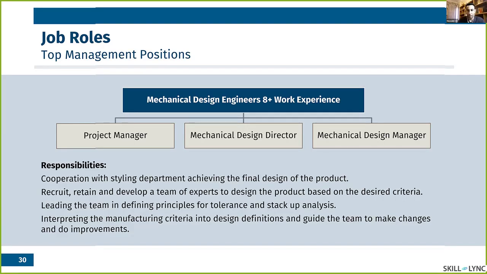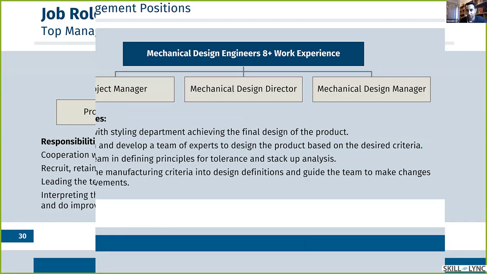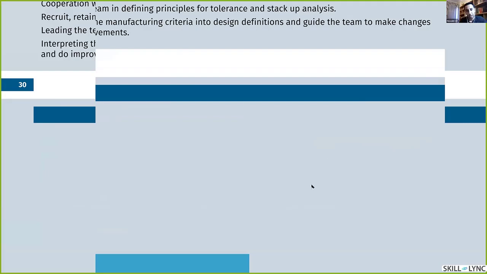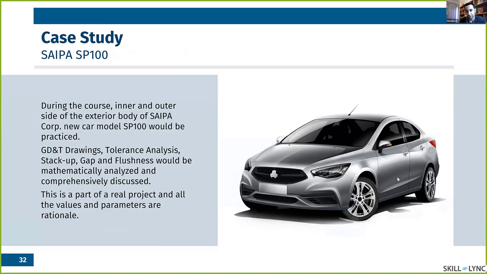Here, during the course, we would have a case study, which is a vehicle like this, and it's a real model of a car, which I bring the render of here. And we would analyze the gap and flushnesses of these areas that you can see, which are related to the side panel of the vehicle, of the exterior body of the vehicle. And since all the values are real, this could be really beneficial for the students.